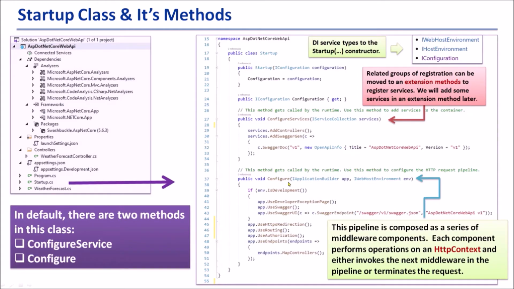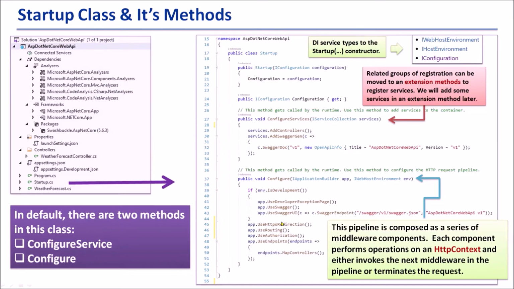The second method is the Configure method. This method is used to configure the HTTP request pipeline. Namely, this pipeline is composed as a series of middleware components. Each component performs operations on an HTTP context and either invokes the next middleware in the pipeline or terminates the request. Namely, all requests come inside this method, and the related middleware processes those requests. So we call this the request processing pipeline.